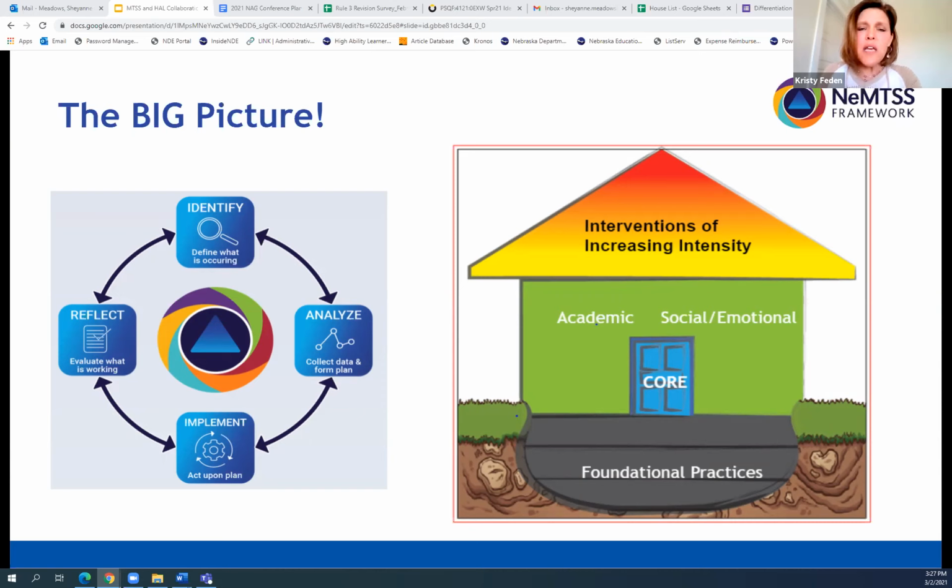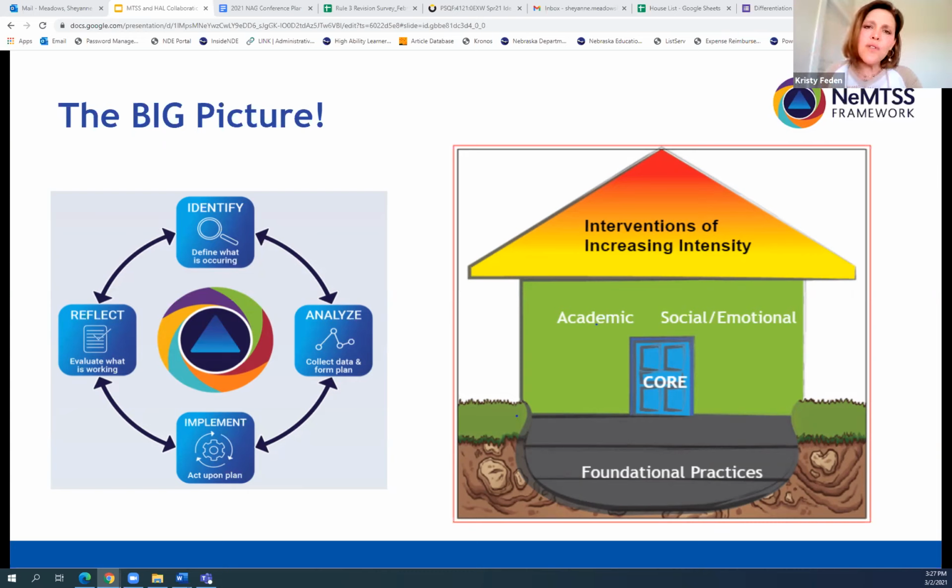And then in the middle section, you have core practices, or those practices that are available for all learners and for all students. And as Claudine mentioned earlier, this is an integration of academic and social, emotional, and behavioral. And then in the top of the tool shed, you see those interventions of increasing intensity.